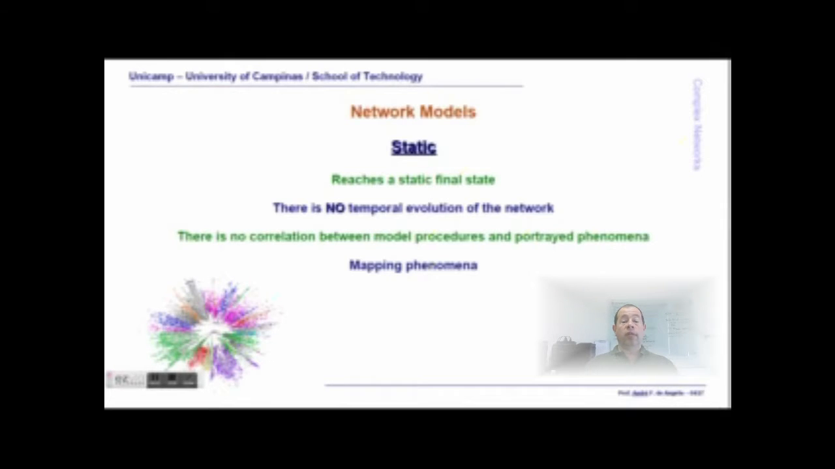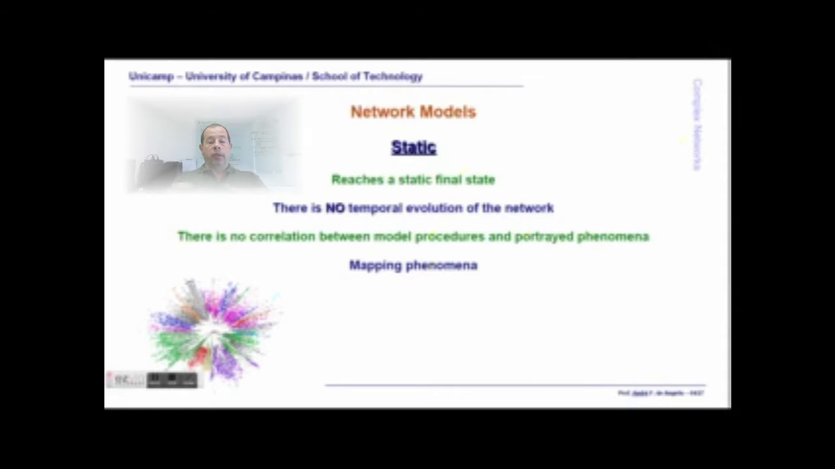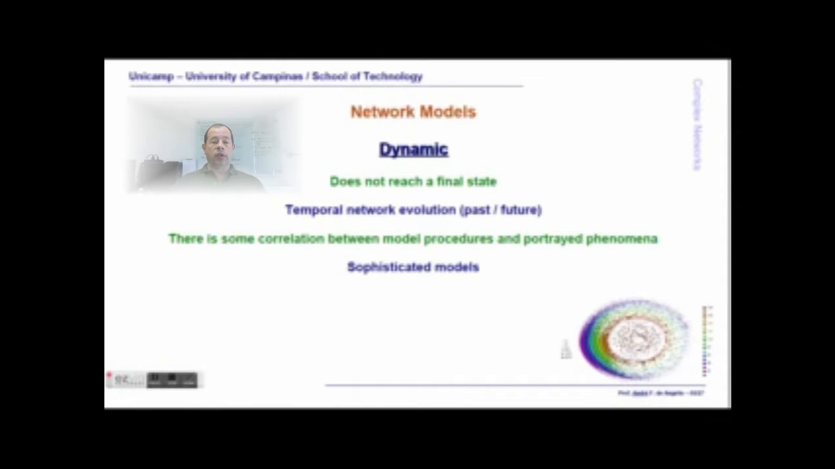And we can use static models as well to map phenomena. Then I will get a map, and this is a static model because it is like a picture of the problem. I take a photo of the problem. It's a map. It's static because I will not change this map anymore during the research, okay?